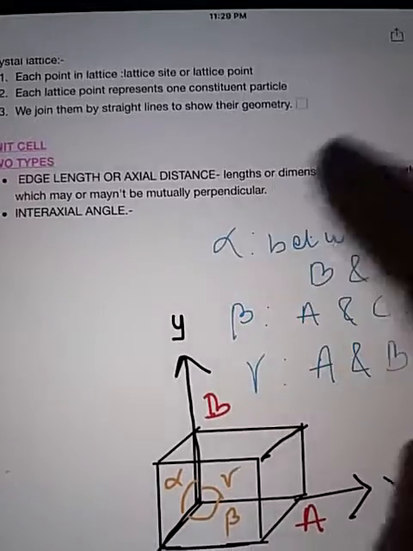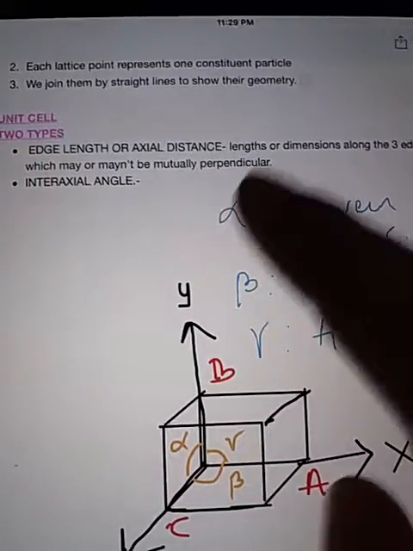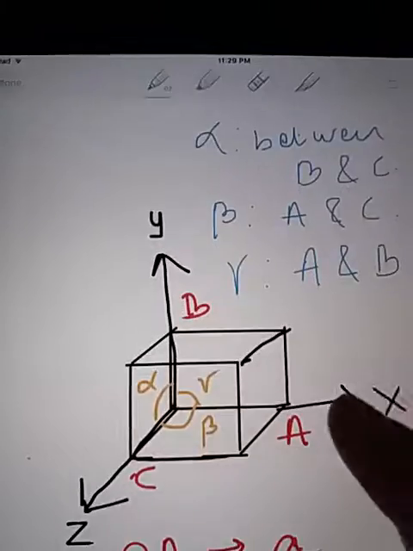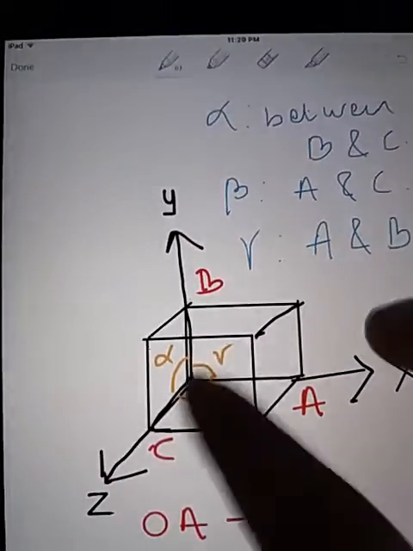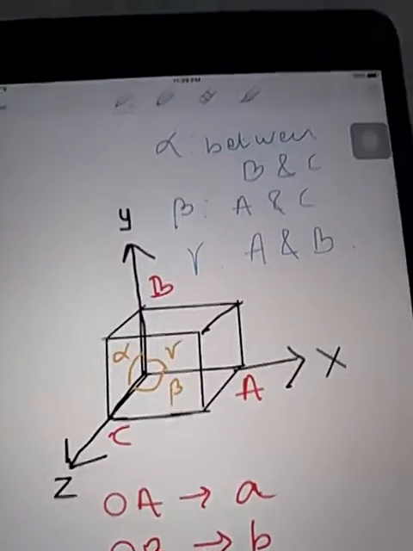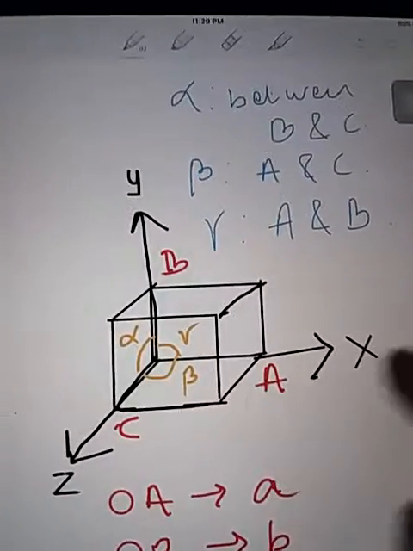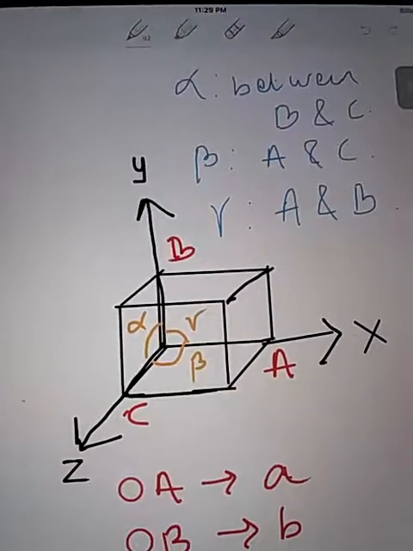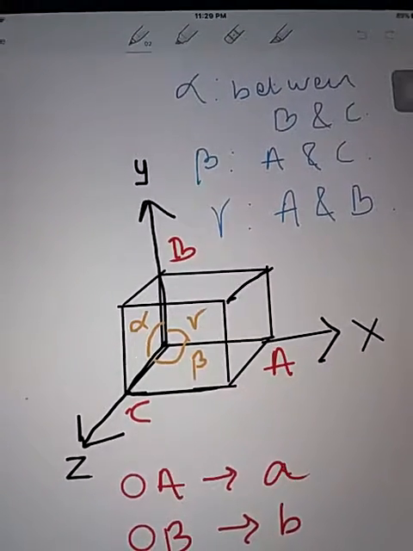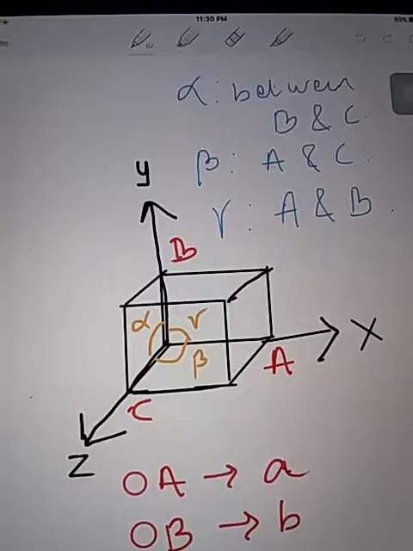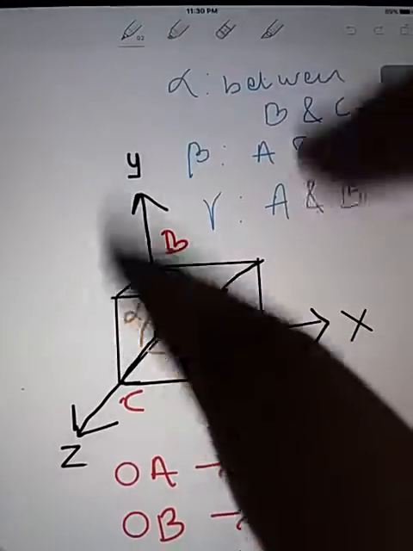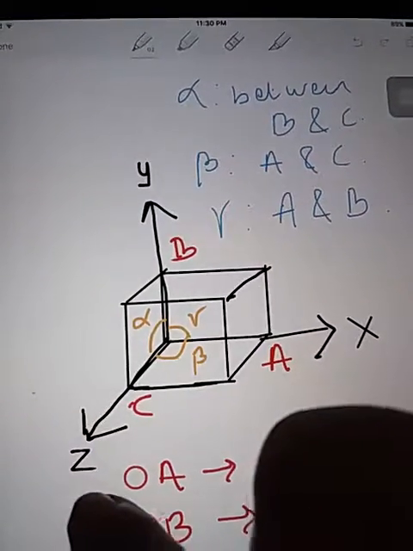Let's see the interaxial angle. The edge length and interaxial angle are almost similar types. But see what is interaxial angle. This is a cube you see, the 3D structure, three-dimensional one. Obviously this iPad of mine is two-dimensional, but I have to make you understand how the three-dimensional must be looking. So I hope you will manage with me. This is x-axis, this is y-axis, and this is the z-axis.